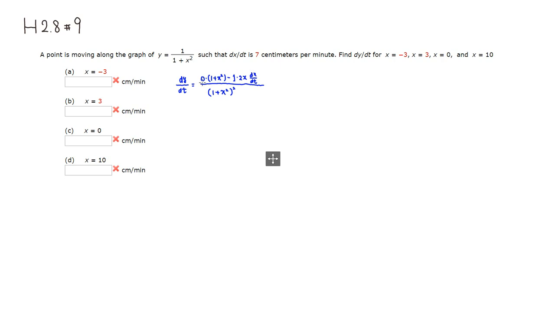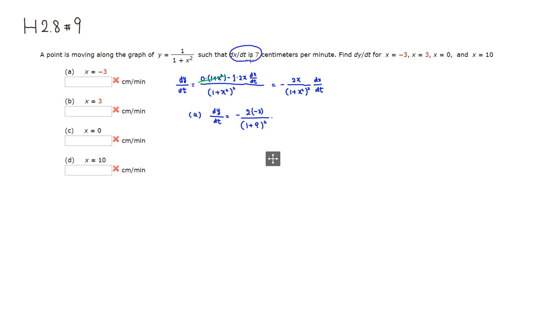Then the first term is 0 times anything, so it goes away. What you get is a negative sign and 2x over quantity 1 plus x squared, times dx over dt. So for part A, dy over dt is equal to negative 2 times x, which is negative 3, over 1 plus negative 3 squared, so 9, quantity squared, times dx over dt.